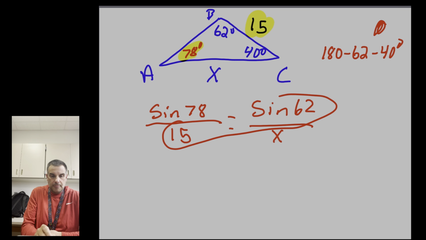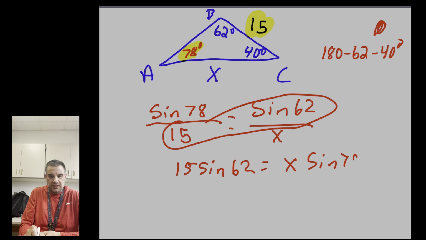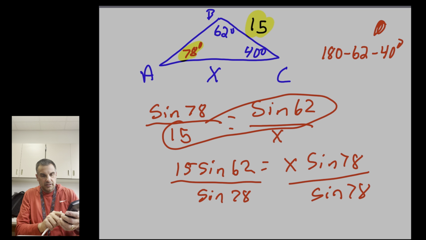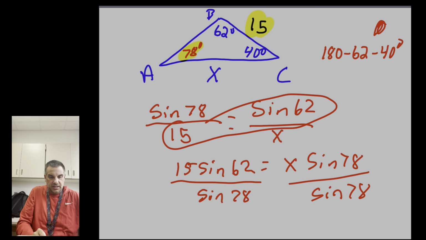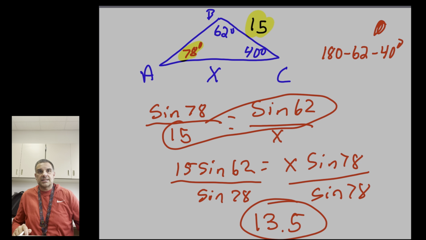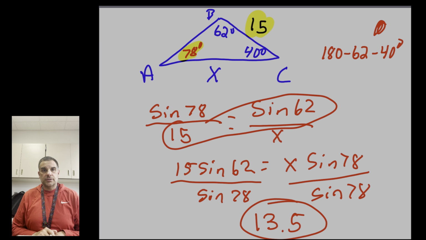Cross multiply. 15 times the sine of 62 is going to equal x times the sine of 78. So you're going to divide by the sine of 78. Grab out the calculator. 15 sine 62, close parentheses, divided by sine 78, close parentheses. And you get x is equal to 13.5 if we round that to the nearest tenth. And there's the measure of your side.